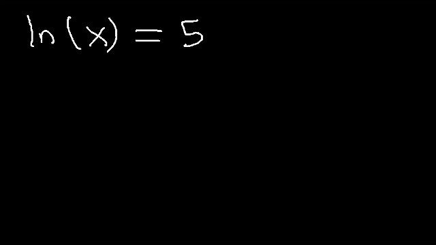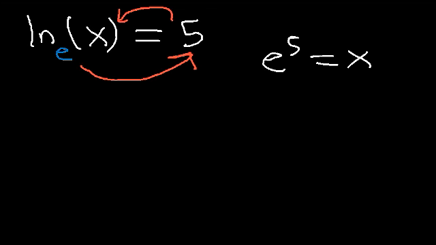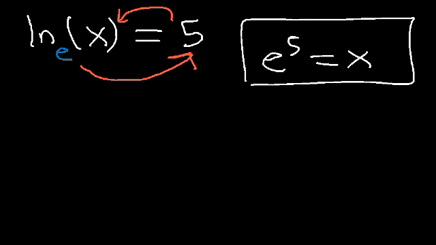So what you need to know is the base of the natural log. The base of the natural log is e. And if we convert it to exponential form, e raised to the 5th power is equal to x. And so the value of x is e raised to the 5th power.